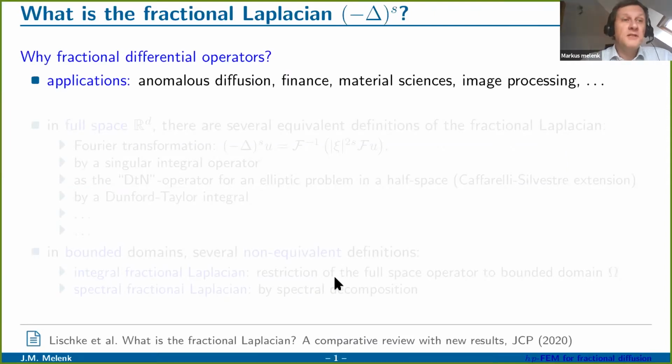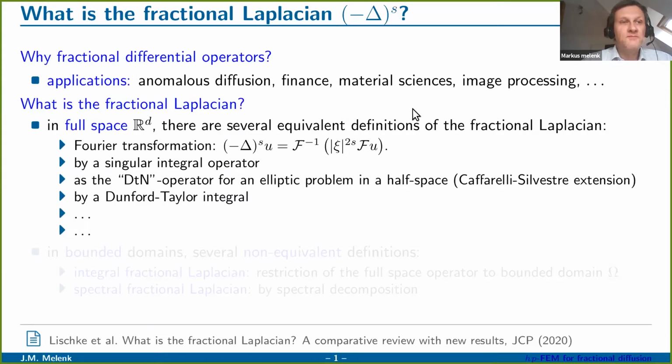Okay, so what are fractional differential operators? They became popular in recent years, and I think the reason is that applications drive them. If one wants to describe anomalous diffusion, or solve problems in computational finance, in material sciences, or in image processing, it turns out that fractional differential operators are a powerful tool to model these phenomena.